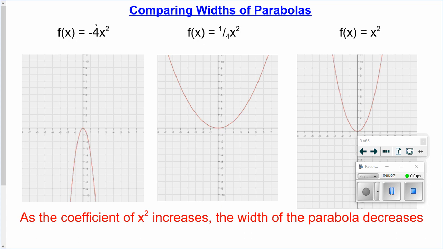So the largest absolute value would be this 4 here, and that's the narrowest one. The smallest absolute value would be the 1/4, and that's the widest one. So as the absolute value of the coefficient of x squared increases, the width of the parabola decreases. So the bigger the absolute value of a, the narrower it is. Okay?